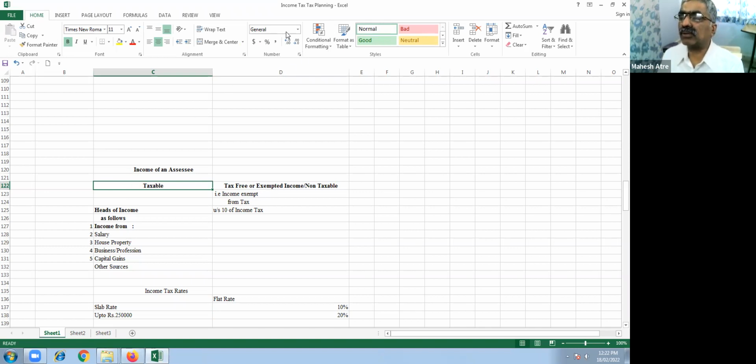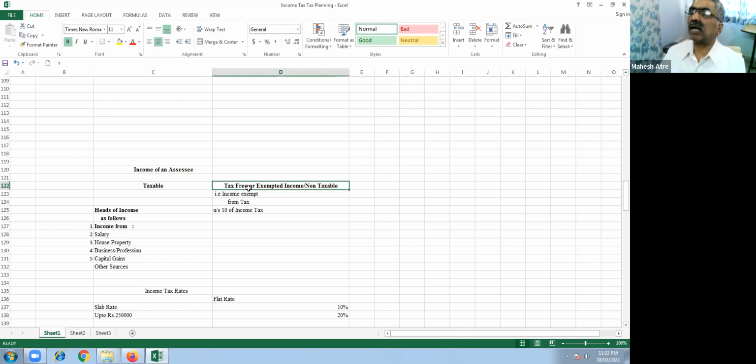Now, please try to understand, it is very important, because the next step is, if it is a taxable income, we are going to divide the taxable income under the five heads of income. Please try to understand. If it is a tax-free income, we are going to note down that it is a tax-free income, but we are not going to divide the tax-free income in any further category. But if it is a taxable income, we are going to classify his income under the five heads. Now, I'm going ahead with this taxable income, and I'm going to discuss the heads of income.